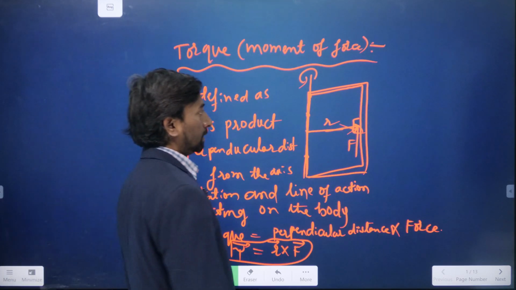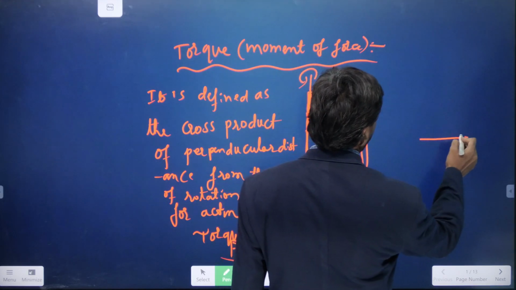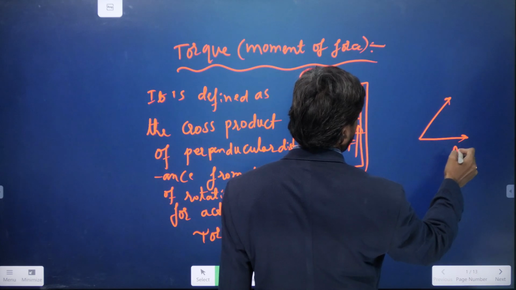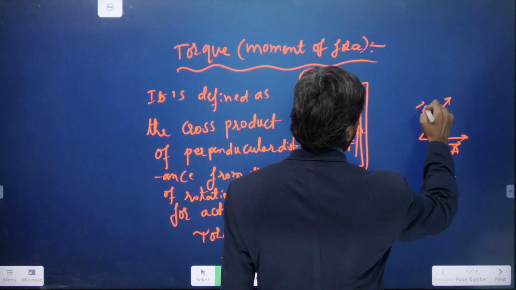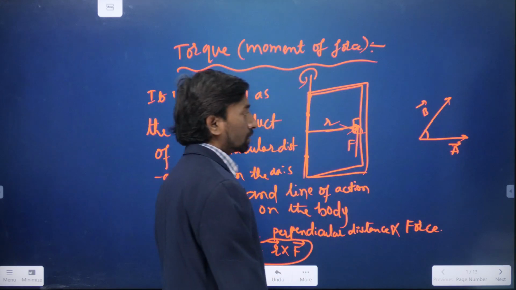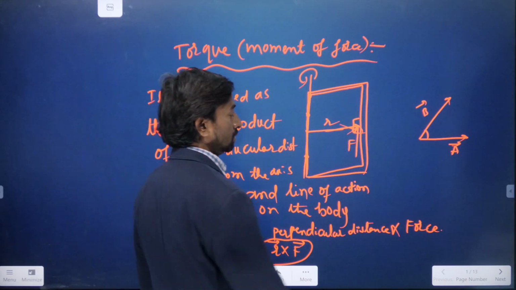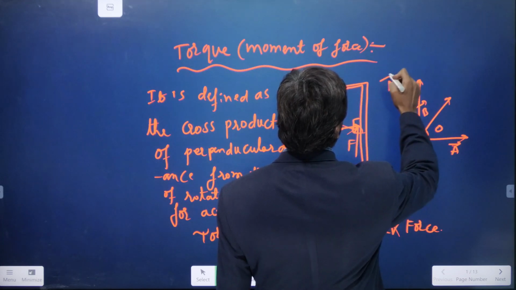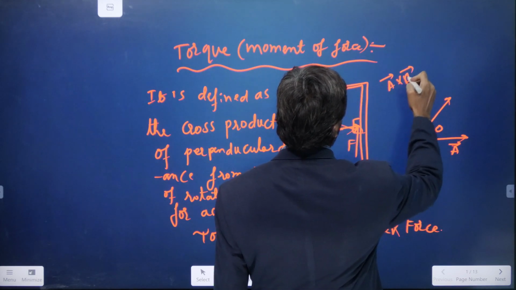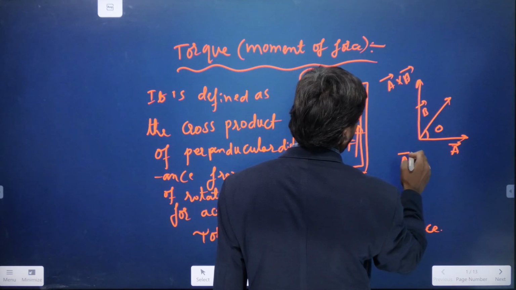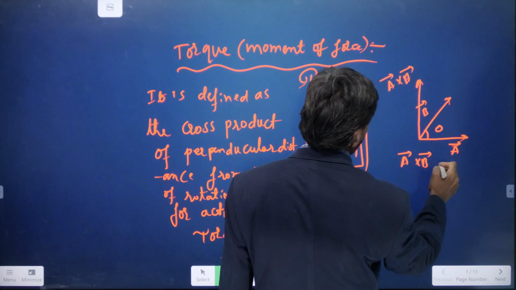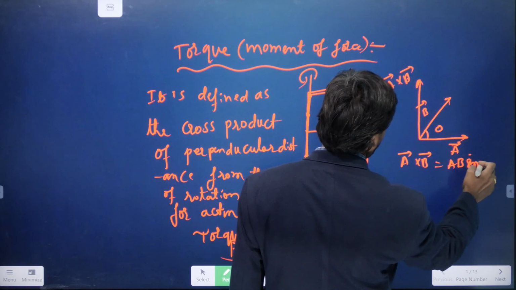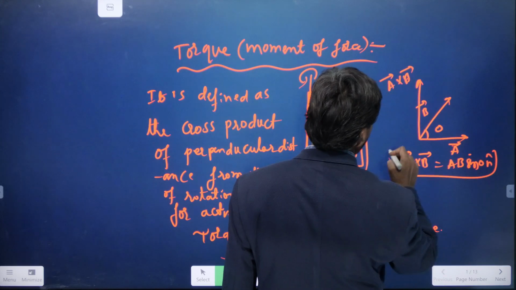See, generally we have seen in the vectors chapter, suppose one vector is acting here and another vector is acting like this. Let us consider A bar vector and B bar vector, and the angle between them is theta. Then the cross product can be written as A bar cross B bar, which equals AB sin theta n cap, from the vector chapter.